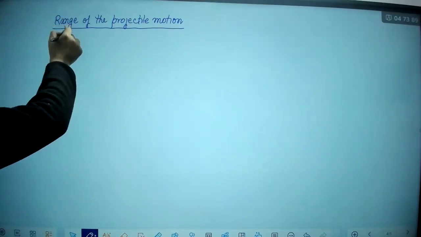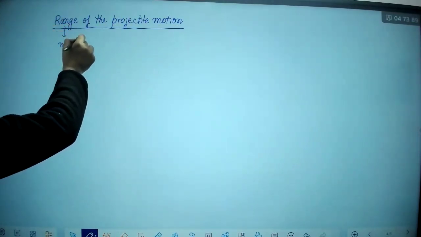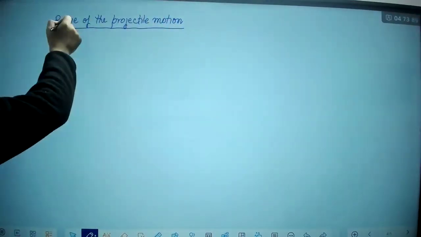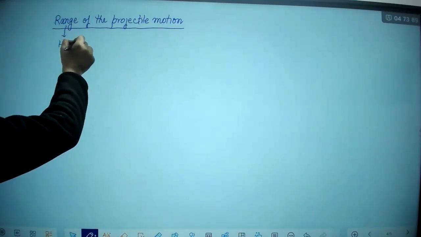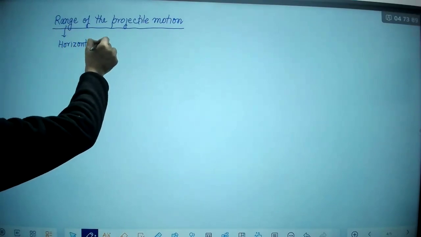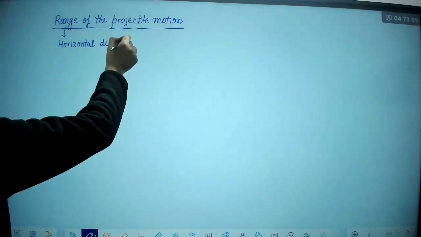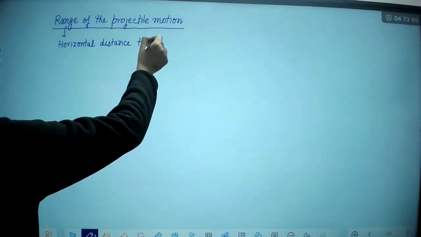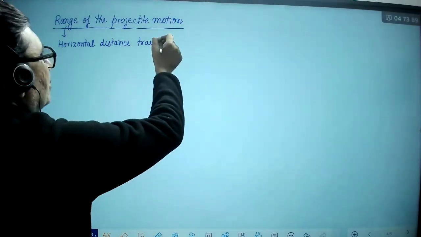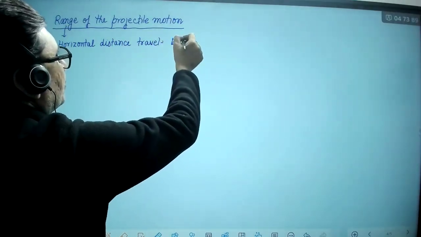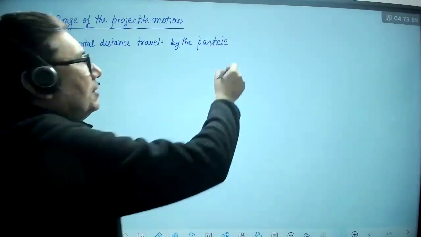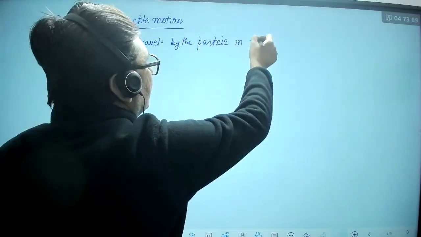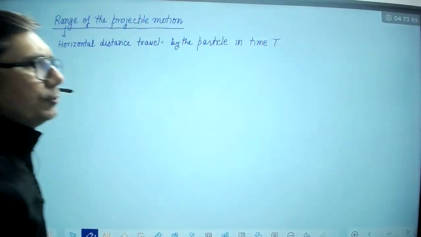So what is range? Range is the horizontal distance traveled by the particle in time T. You don't need to write maximum. I'm not writing the exact definition.